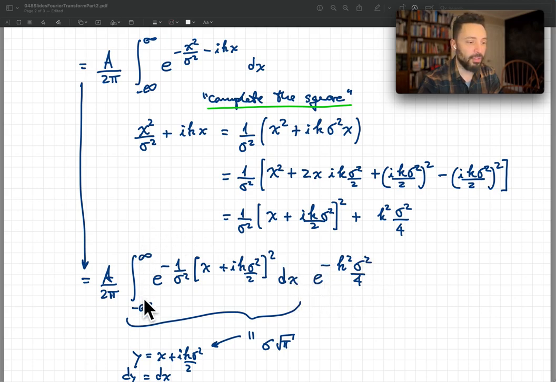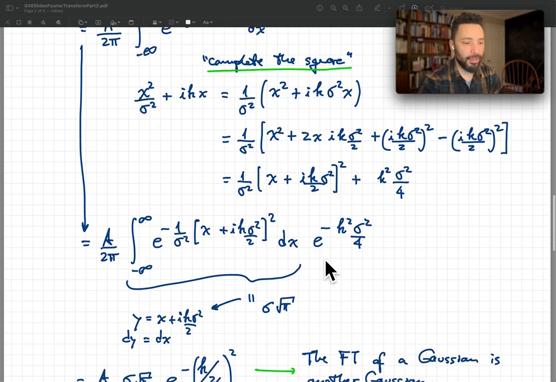So now I have this integral and then e to the minus k squared sigma squared over 4. So I'm allowed to do that. Again, this doesn't depend on x at all, so it factors right out of the integral. It appears in the exponent. Again, remember to keep track of your minus signs. That's a common mistake that I make sometimes.